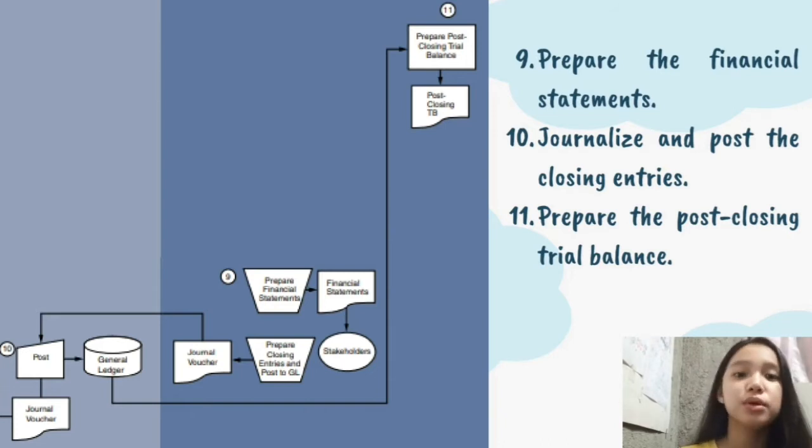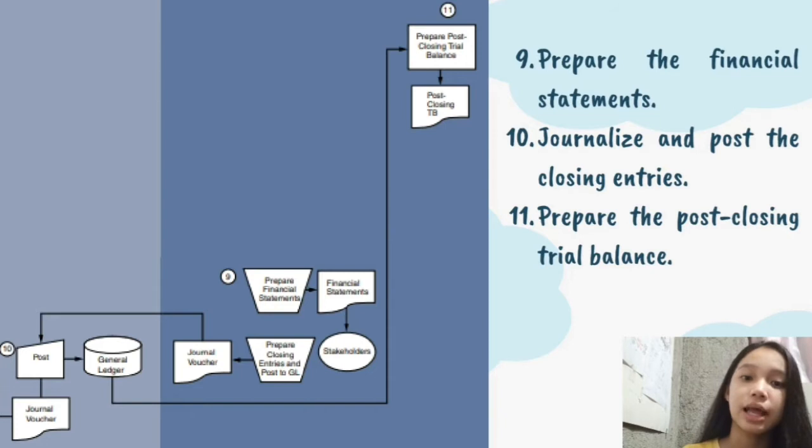Next step, we will now journalize and post the closing entries. Dito, yung mga temporary accounts, i-close na since only the permanent accounts will be carried for the next period. Then, it will also be posted to the general ledger.